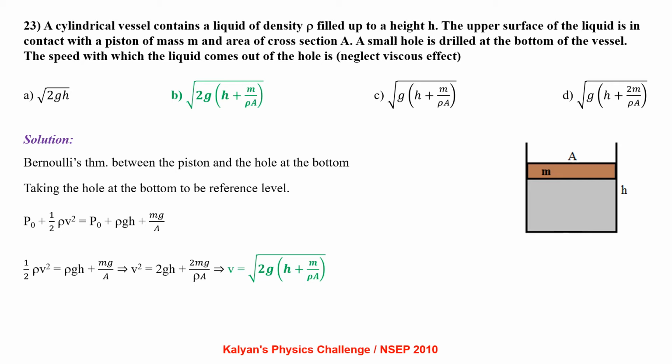Apply Bernoulli's theorem between the piston and the hole at the bottom, taking the hole at the bottom to be the reference level. P0 plus half rho v square equals P0 plus rho g h plus mg by A. Half rho v square equals rho g h plus mg by A, which gives us velocity equal to root of 2g times (h plus m by rho A).